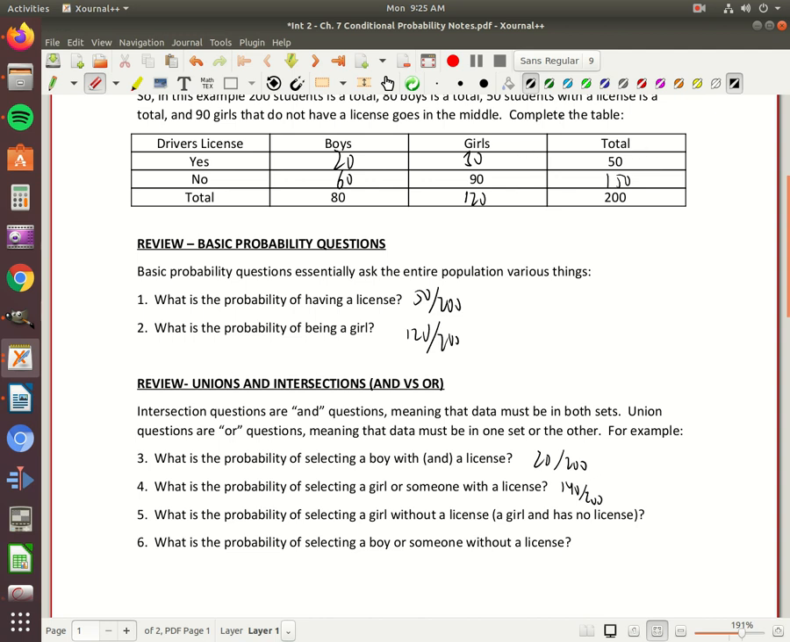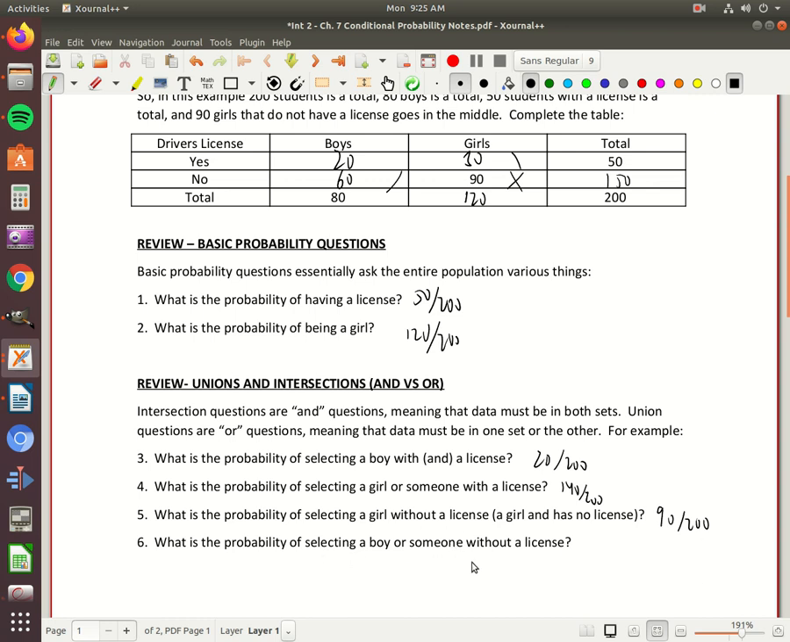Again, I probably should pause this and make my eraser bigger. All right, it says, what's the probability of selecting a girl without a license? A girl that has no license. Well, here's a girl, and here's the people with no license. And it's an AND question, so I would say 90 out of 200.